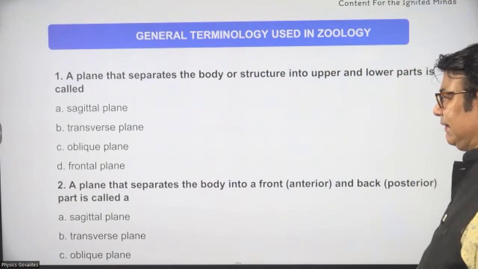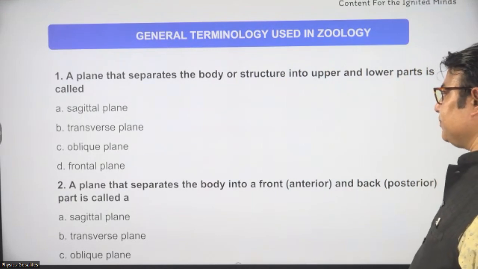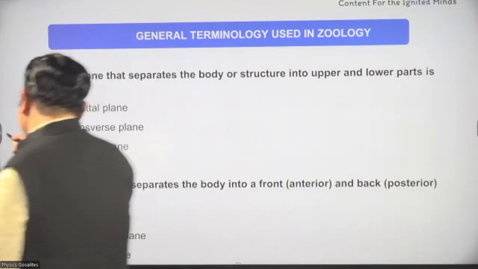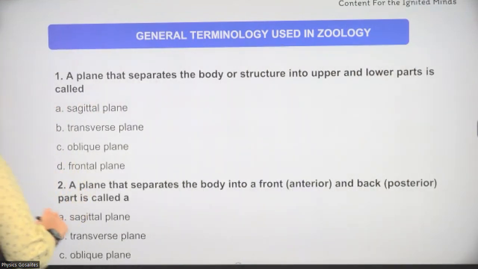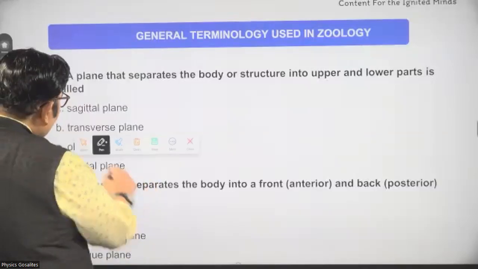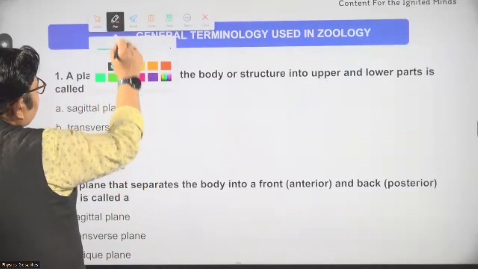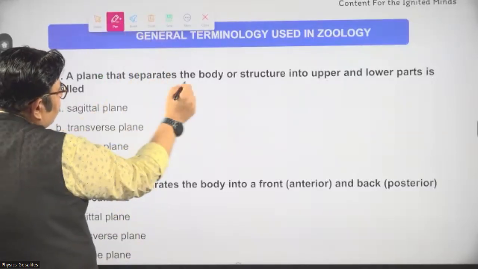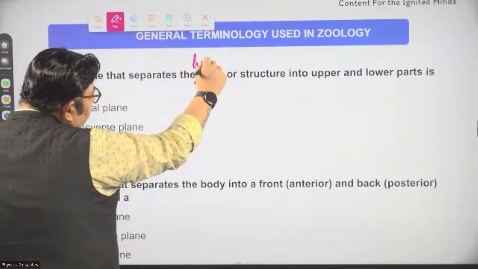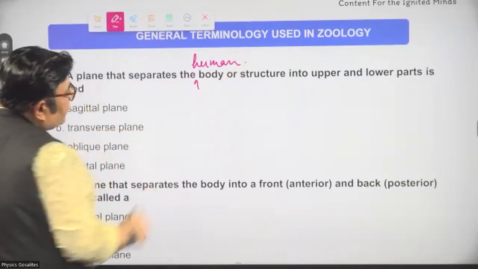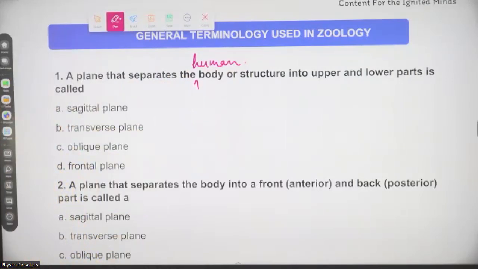Now this is body. Whenever it is not mentioned, you imagine it to be the human body. If it is not mentioned, take it as a human body, right? So a plane that separates the body or structure into an upper and lower part is called: sagittal plane, transverse plane, oblique plane, frontal plane. Come on, the answer.